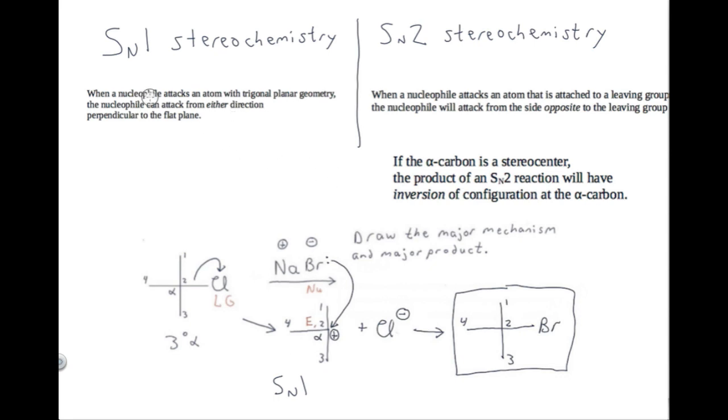Here's the rule. When a nucleophile attacks an atom that has trigonal planar geometry, the nucleophile can attack from either of the 2 directions that are perpendicular to the flat plane. Let's look at some SN1 examples now so we can see how we can use this rule to get the correct stereochemistry.